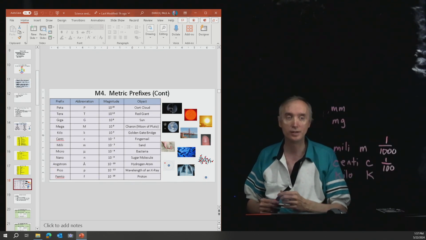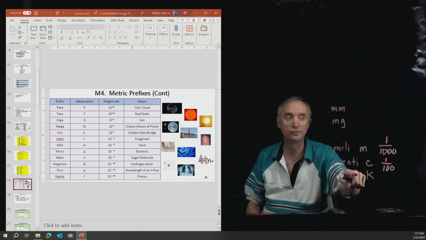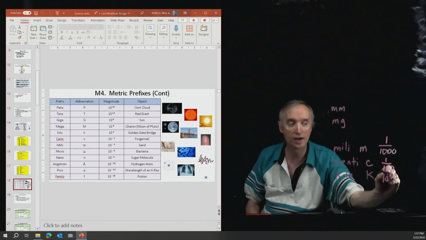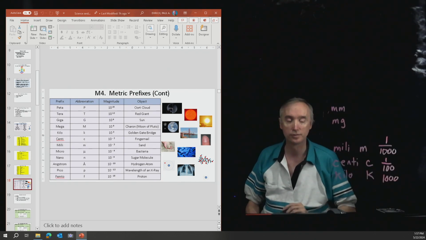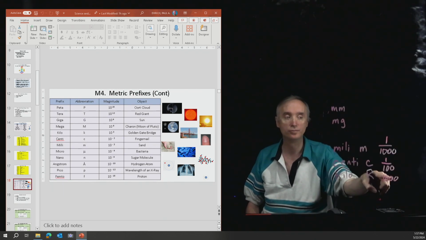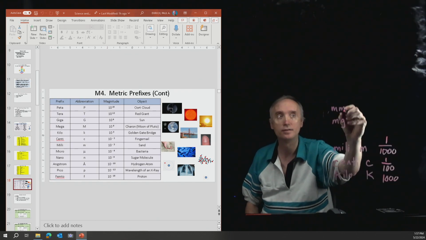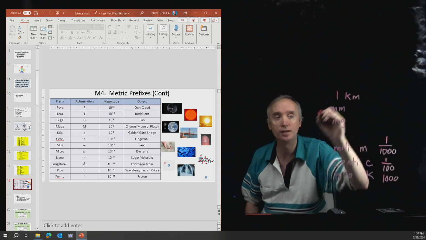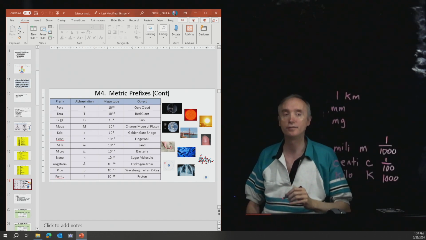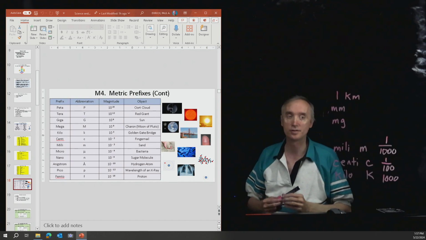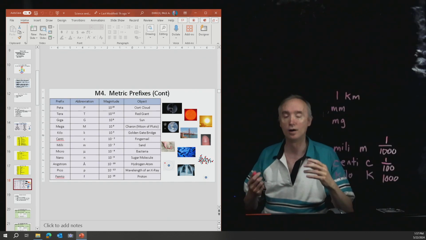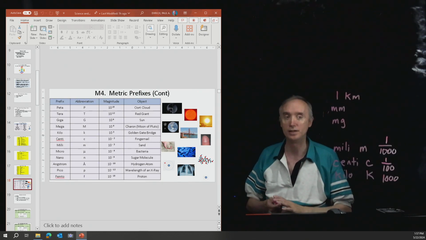Kilo is going to be the opposite of milli because it's going to mean 1,000 of something. So when it comes to meters, 1 kilometer is going to have in it 1,000 meters. An example of this might be a city block is approximately 1,000 meters.